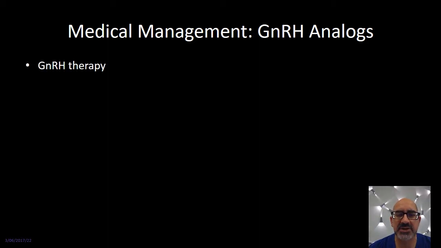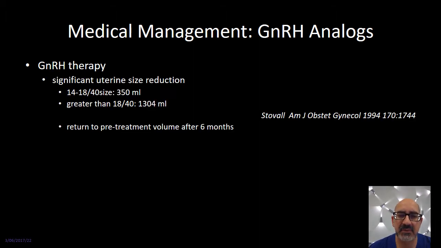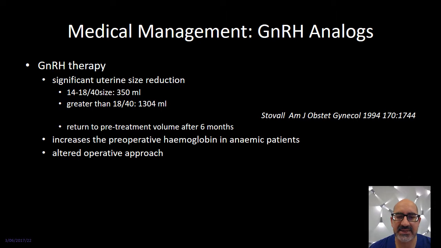GnRH analogues have been the basis of therapy for a number of years, and we know that these significantly reduce the size of the uterus in less than 18 weeks by 300 mils, in more than 18 weeks by almost a litre in terms of volume. However, it's very important to realize that these will soon return to pre-treatment volume after cessation of the treatment.